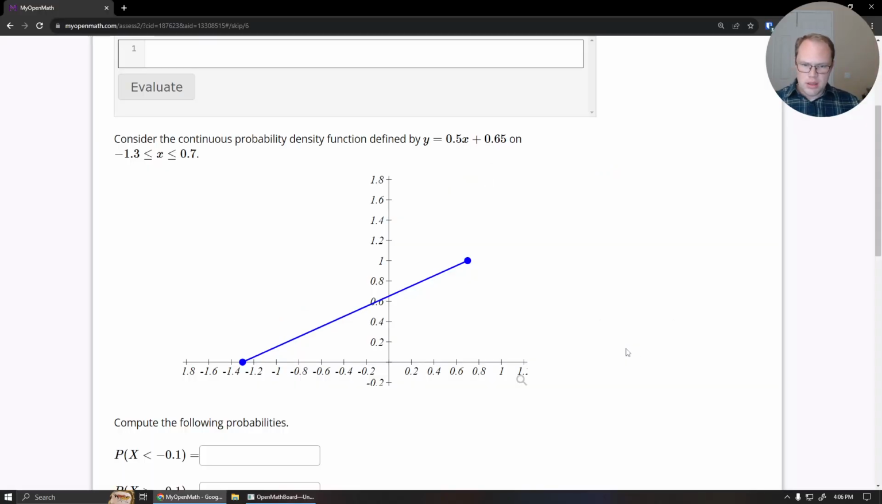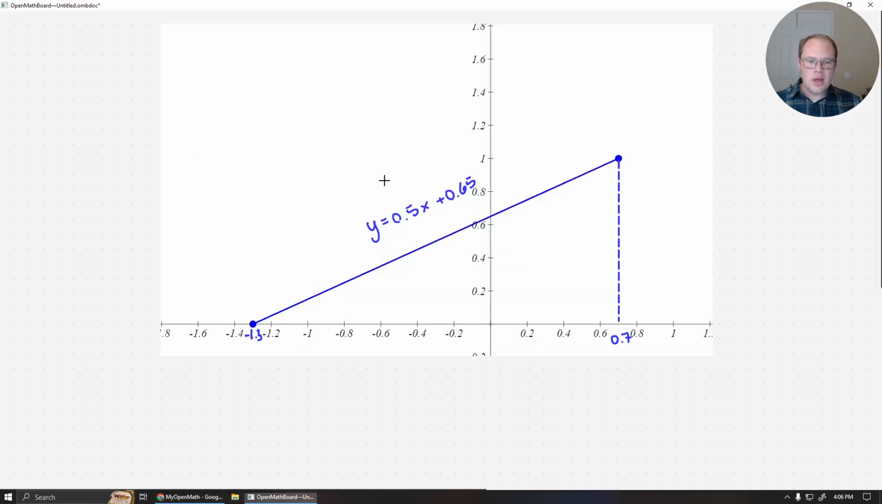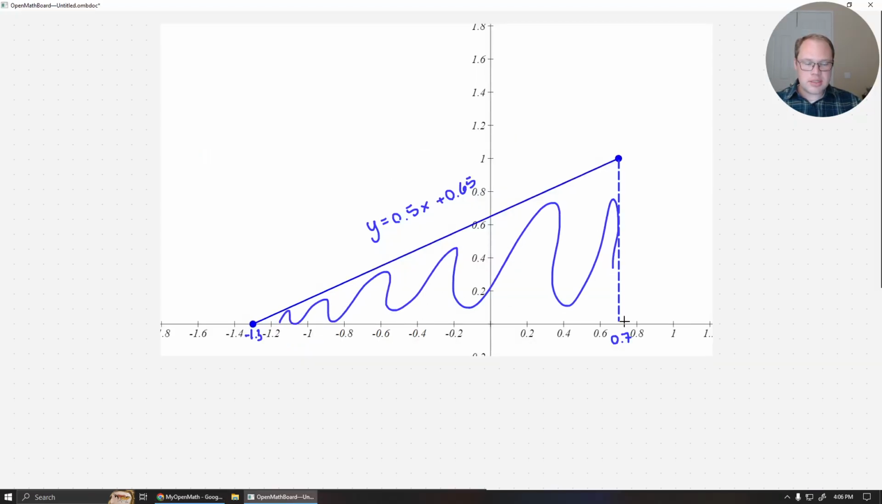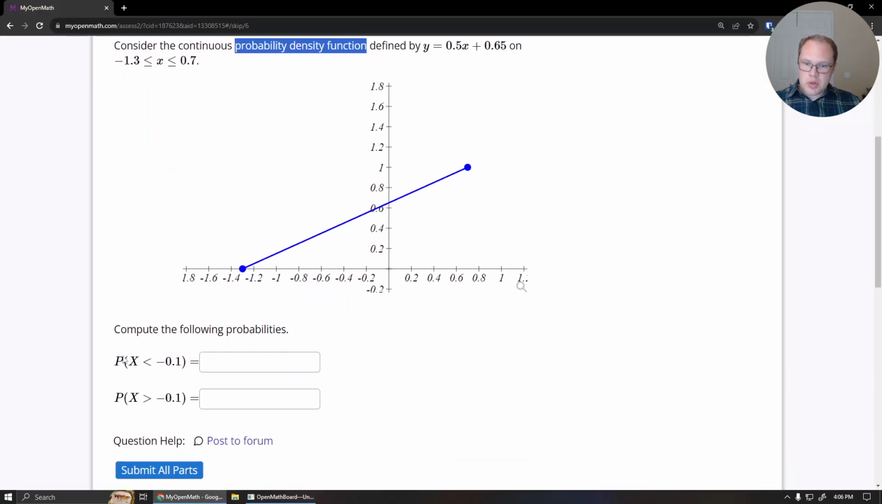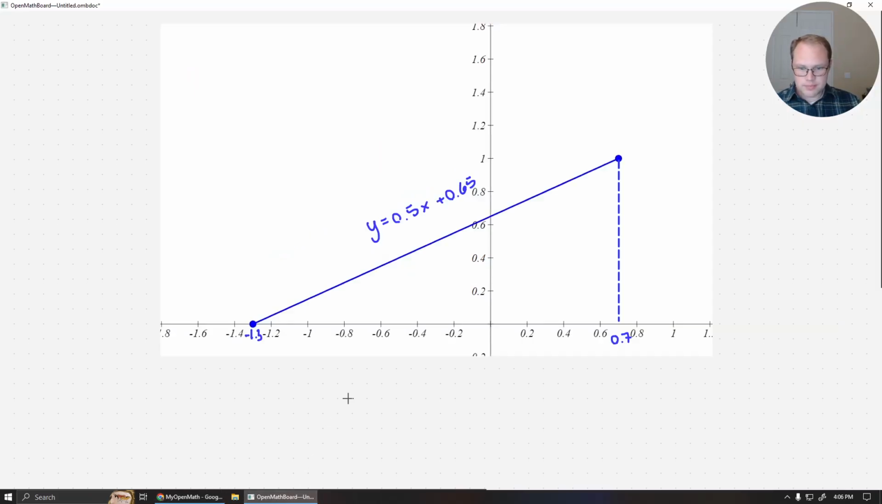Okay? And also, again, this is a probability density function. The problem is telling us that it is, which means the total area underneath this line has to be 1. So the first thing we want to compute is the probability that x is less than negative 0.1. We want to compute the probability that x is less than negative 0.1.